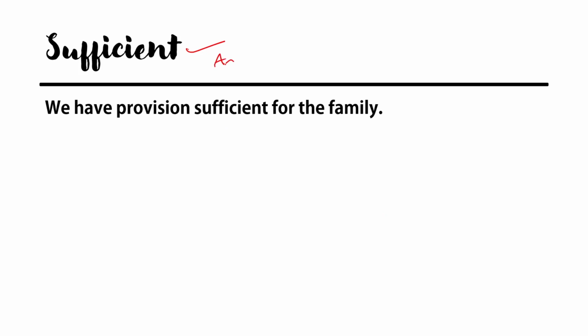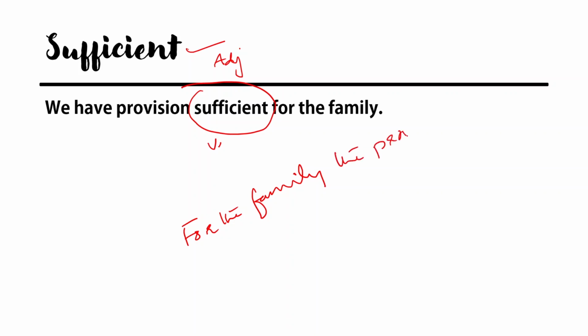The adjectival form, sufficient. We have a provision sufficient for the family. Look at here. Here sufficient, the adjectival form, is used. We can use the verbal form like: for the family, the provision should suffice.